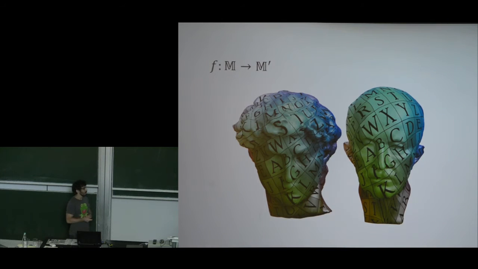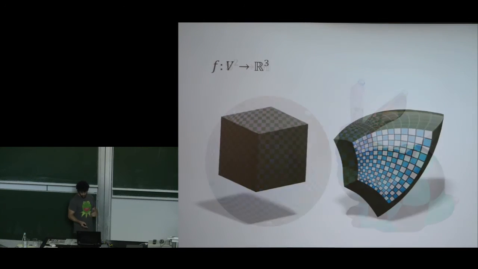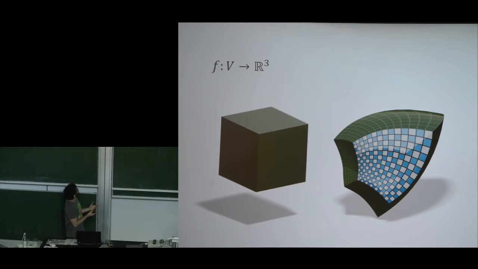Or a mapping between two surfaces. What you see here, we texture the left surface and then use the mapping to transfer the texture to the right surface. So places that have the same letters correspond to one another. You can kind of infer what the mapping looks like from this. Or maybe a cool map from the sphere to the Stanford bunny. Or also we can deform some volume, like this volumetric cube, into some other form, like this map.